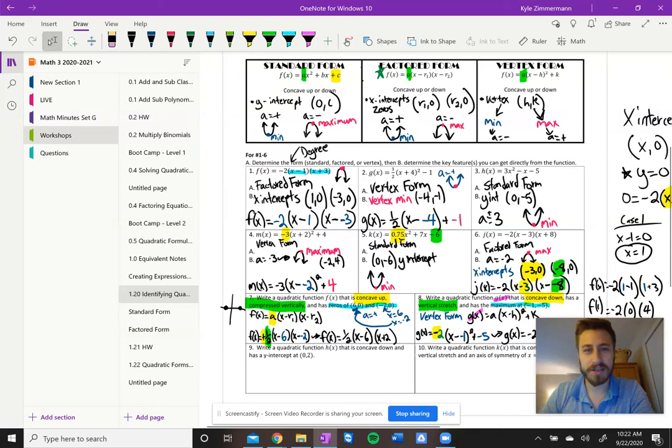Hey team, it's Mr. Z, and we're going to continue our adventure creating functions with specific attributes. And we're going to connect all of the information from standard form, factored form, and vertex form. All right, let's finish this lap and call it a day.